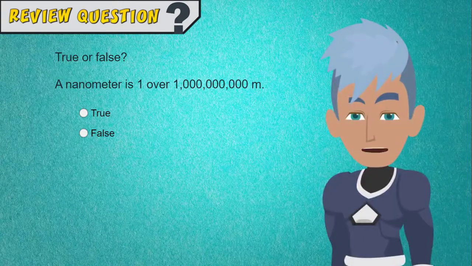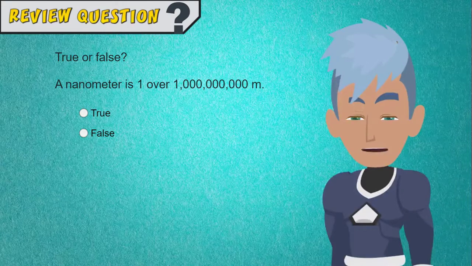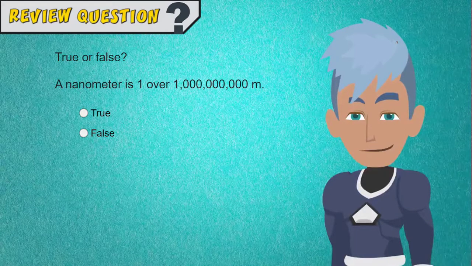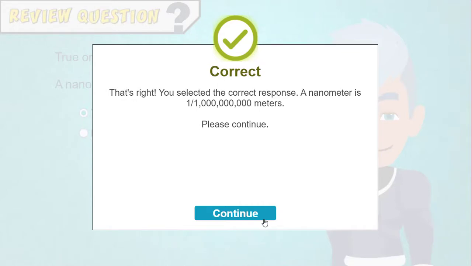True or false? A nanometer is 1 over 1 billion meters. That's right. You selected the correct response. A nanometer is 1 over 1 billion meters. Please continue.